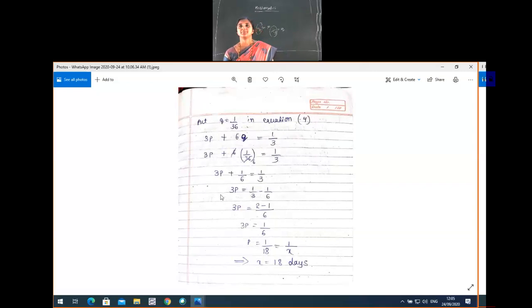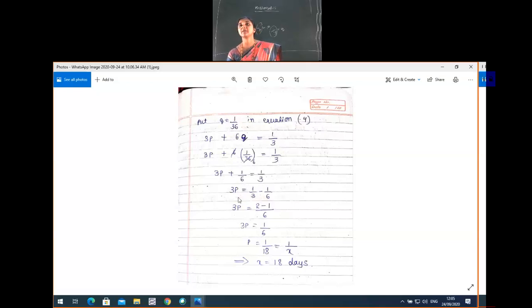Next, put Q equal to 1 by 36 in equation number 4. You can substitute the Q value in either equation 3 or 4, whichever is simpler, so that you will get the P value. Now 3P plus 6Q equal to 1 by 3 is equation number 4. Then 3P plus 6 into 1 by 36 is equal to 1 by 3. 6 ones are 6, so 3P plus 1 by 6 is equal to 1 by 3.